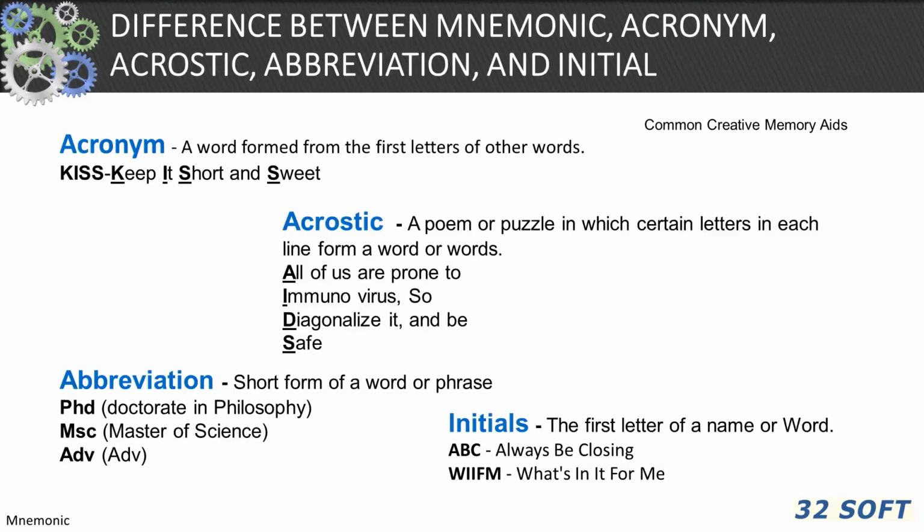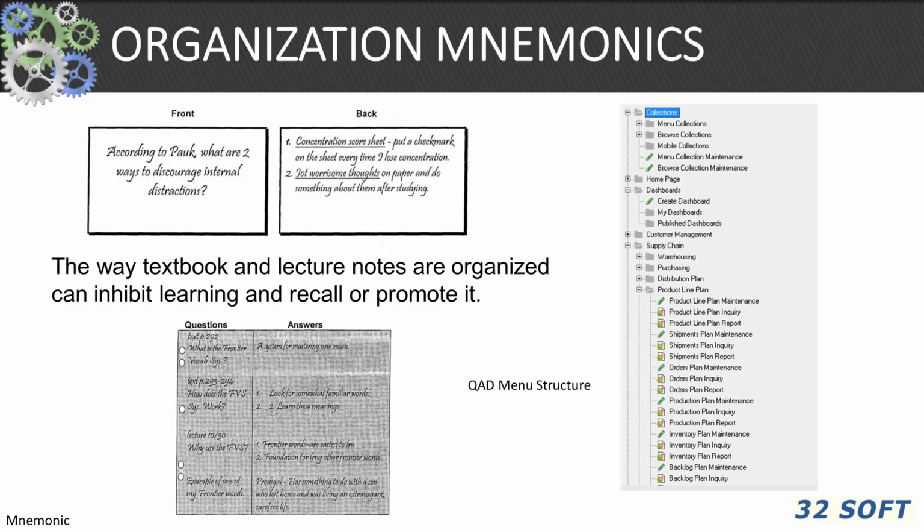An effective information management system is one of the vital skill elements of all human relationships. Sometimes it's inevitable that you have to rely on your memory. Here are 4 common creative memory aids: acronyms, heuristics, abbreviations, and initials. All assist with memory. A note or organizational mnemonic is the way textbooks and lecture notes are normally organized.